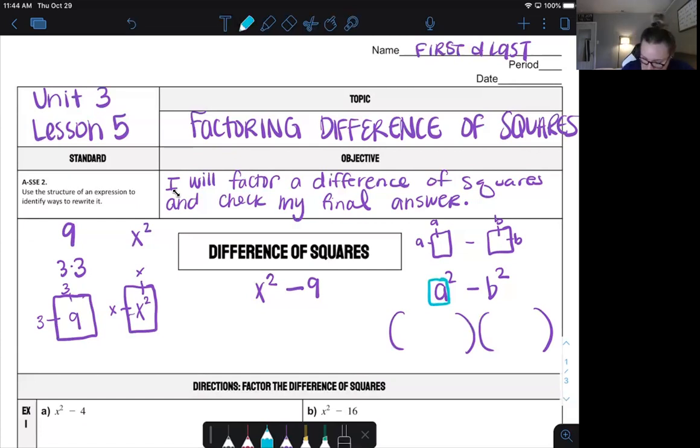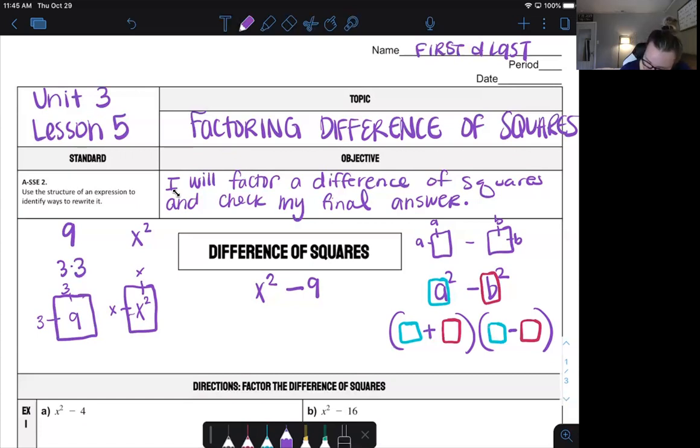Well, whatever is being squared goes here and here. Then whatever is being squared in the second term, in this case it would be b. B is being squared. That square is directly attached to the b. The negative is not included. You put whatever that number is here and here. Then you just have to remember that one factor has to be added and the other factor needs subtraction.